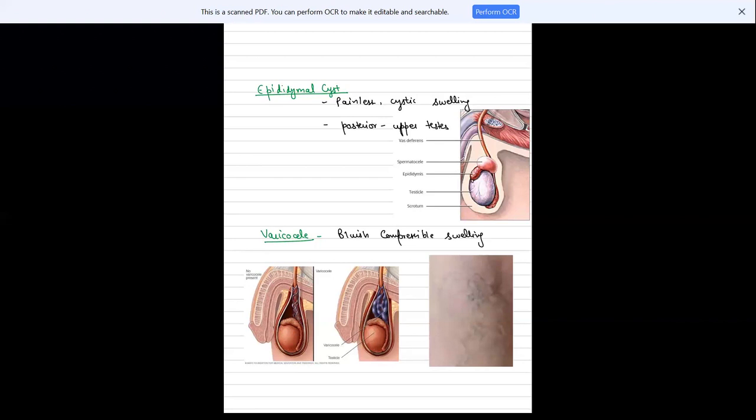If the swelling is painless and cystic, and it is present in the posterior upper testes, it is most likely an epididymal cyst. So you can go for the light test. You know how to check cystic lesions: we pass the light from one side and see if it's coming out from the other side. If there is a cyst, it will be a clear cyst, and you will see the light crossing it. So the position, cystic, painless, will give you a clue to the diagnosis of epididymal cyst. You can also remember it like epi on the upper part, and didymal cyst, cystic lesion.